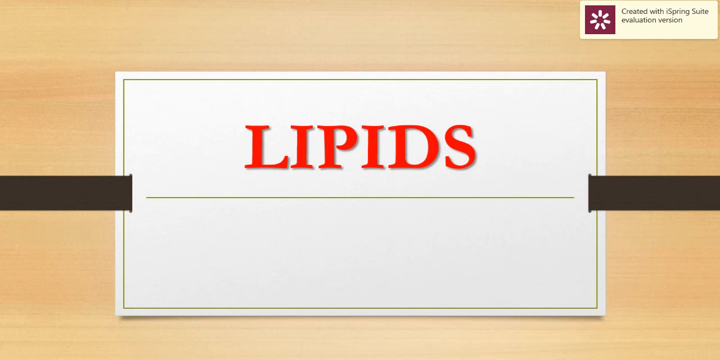Let's start our lesson today about lipids. Lipids are the second type of biological macromolecules forming the chemical structure of living organisms' bodies. We talked about the carbohydrates. Now we are going to see the lipids.